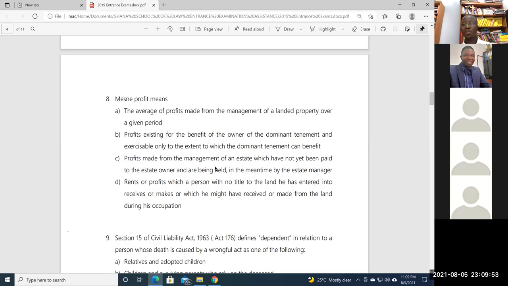Or let's suppose that you have a trespasser or a squatter who has been occupying a property. If you succeed in getting a declaration of title and so on, you could also ask for mesne profit, because he has occupied the property and he ought to have paid something for it. So D is the most correct answer.